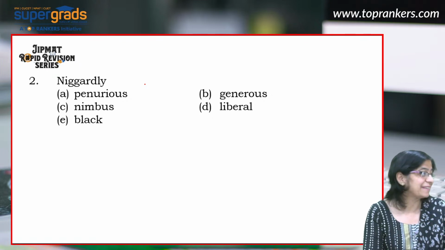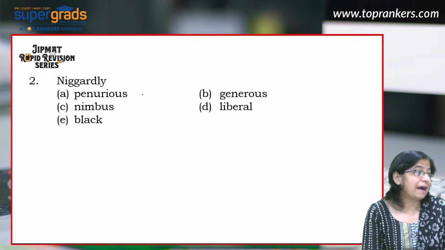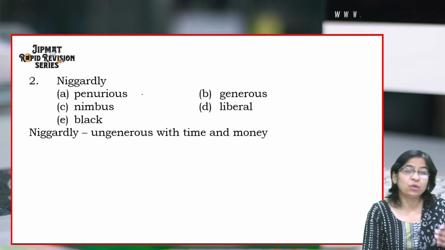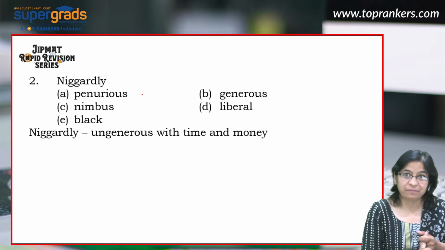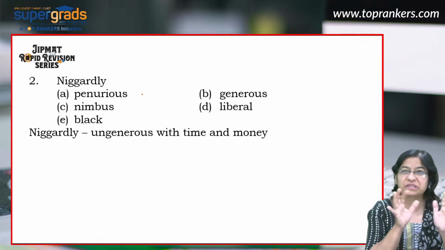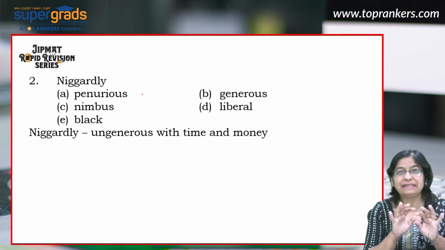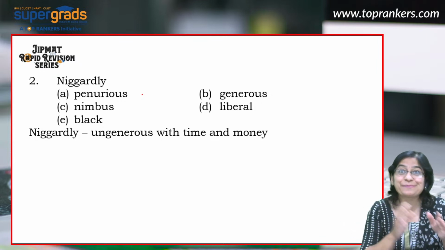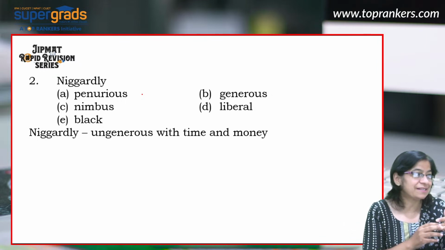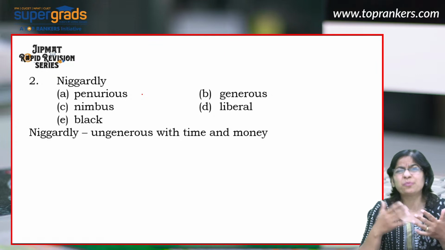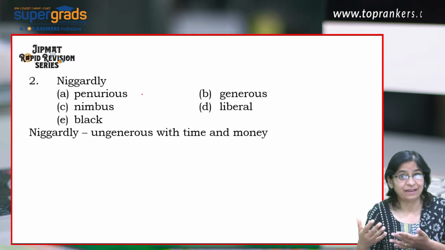Now let's look at this. Niggardly simply means somebody who's ungenerous with time and money. So, niggardly is parsimonious, he's miserly, he doesn't want to spend his money. Now, the answer choice penurious is somebody who's poor, he doesn't have money, right?